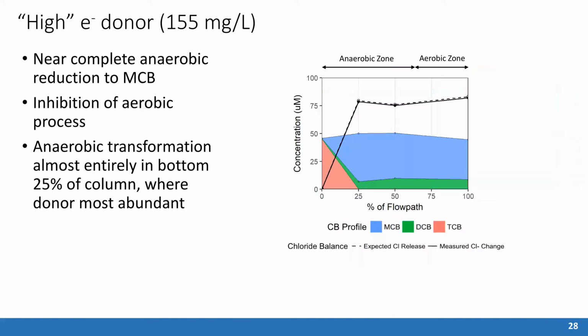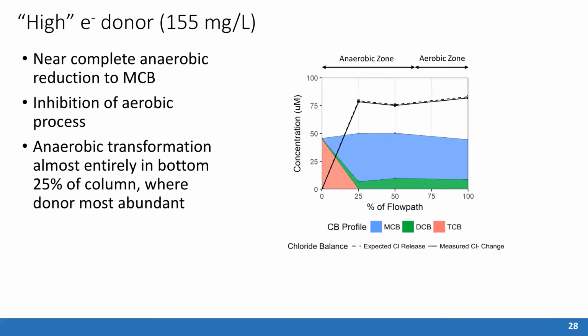And we see that when you look at now a profile along the column. So in this figure, the distance is percent of flow path. So 0 represents the bottom of the column and 100 represents the top of the column. And we have these 4 sampling ports for that. And we're looking at concentration. It's color-coded. So the trichlorobenzene is the little light red, dichlorobenzene is green, and monochlorobenzene is blue.